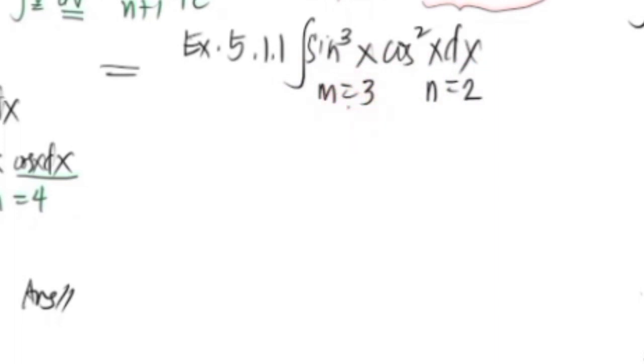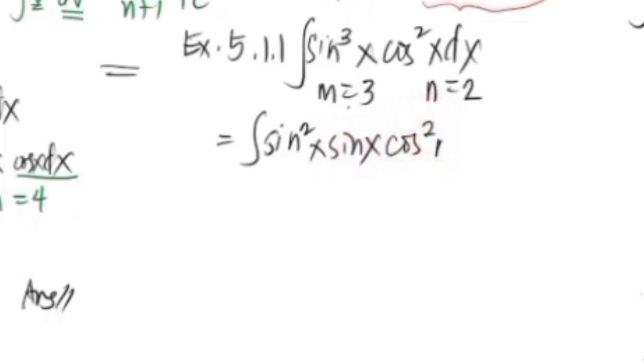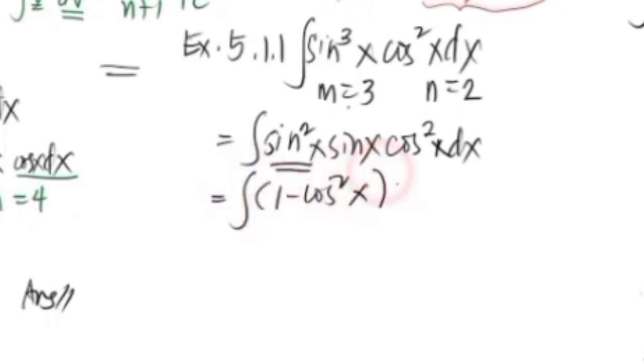So, therefore, we factor out one sine. And we would have the integral of sine minus 1, so that's sine squared x. Ito yung pinactor out natin na sine x. And the cosine n, that's cosine squared x dx. And we replace this part here by the identity 1 minus cosine squared x. So this will be 1 minus cosine squared x multiplied by sine x cosine squared x dx.